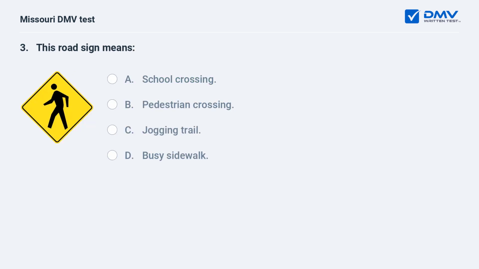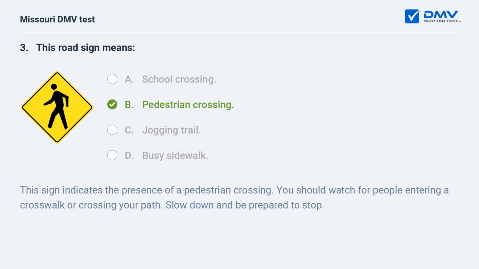This road sign means A. School crossing, B. Pedestrian crossing, C. Jogging trail, D. Busy sidewalk. B. Pedestrian crossing. This sign indicates the presence of a pedestrian crossing. You should watch for people entering a crosswalk or crossing your path. Slow down and be prepared to stop.